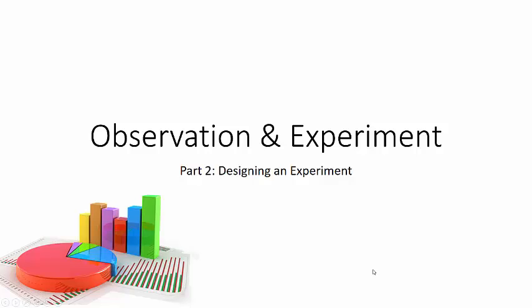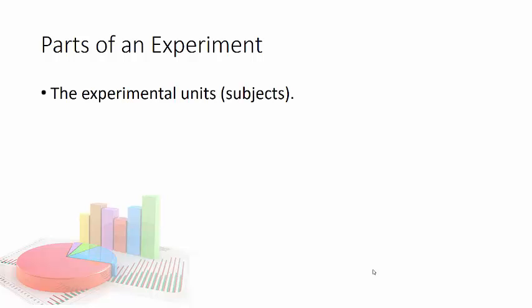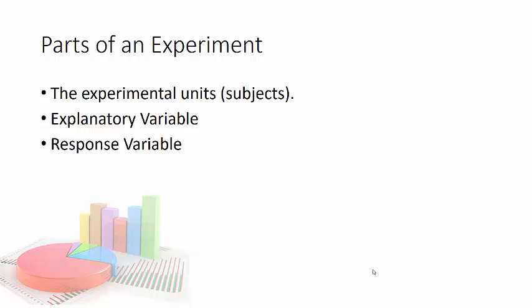Now we're going to look at what it takes to design an experiment. First of all, it helps to know the parts of an experiment. Again, kind of reviewing, the experimental units or the subjects, that's one part. The explanatory variable, in other words, the thing that you think is going to make a difference, like hormone replacement therapy in the previous video. The response variable, so the thing you're going to measure, what kind of effect are you looking for? In the previous video, we talked about the risk for heart attack.